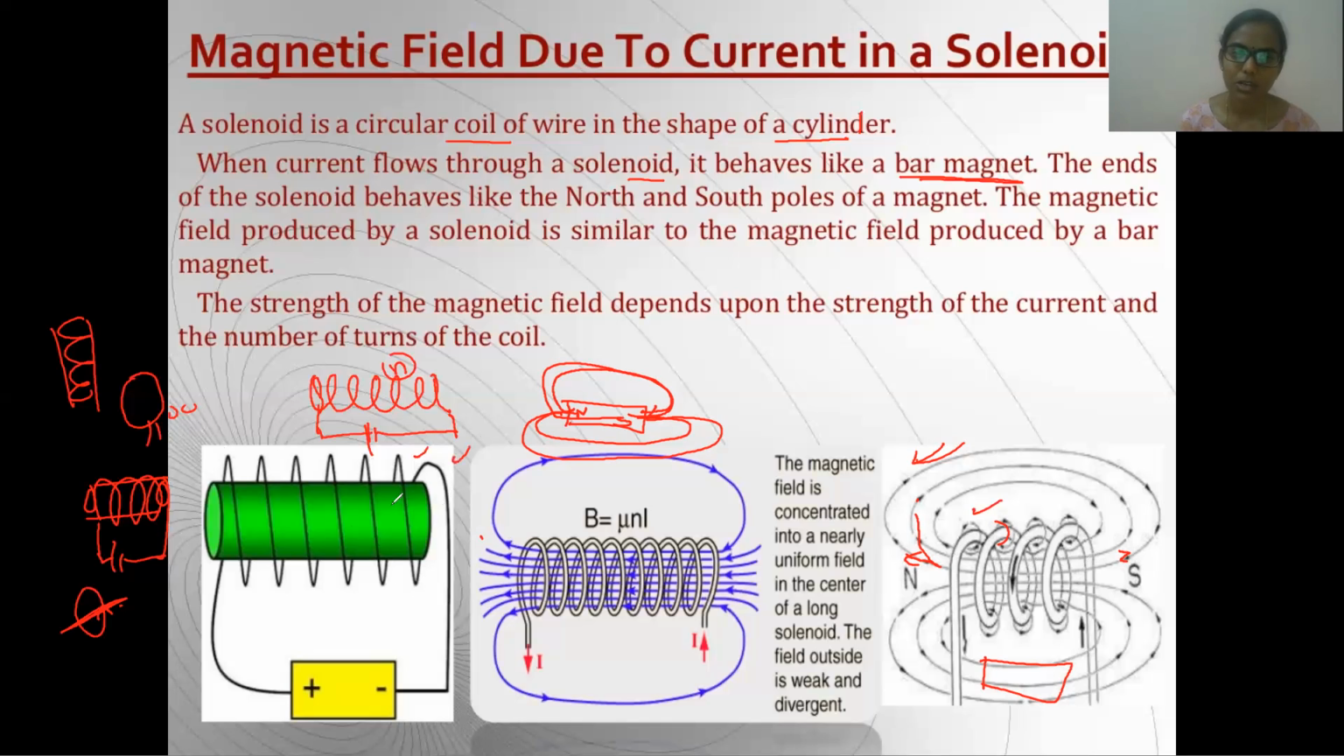In this figure, the end connected to the negative will act like a north, remember, negative means north, and the end connected to the positive will act like a south pole. So you can remember the poles of a solenoid like this, or you can use what we call the clock rule.